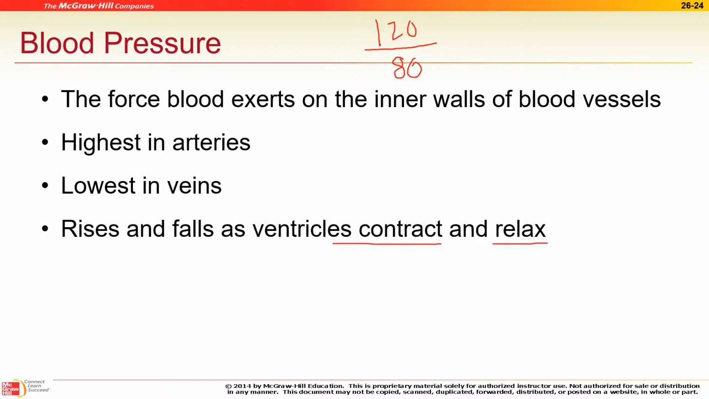When do you have hypertension? When you're at 140 over 90, right? And when you're somewhere in between, then that's pre-hypertensive state.